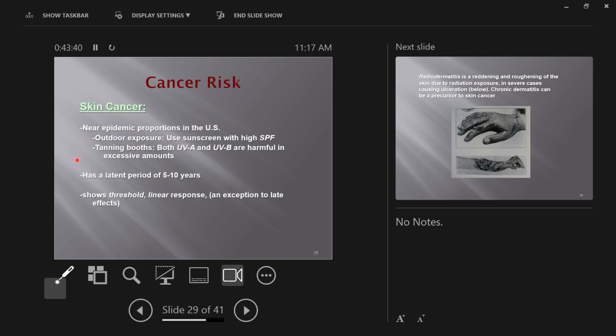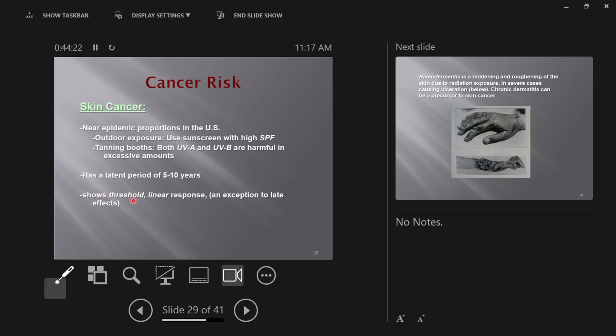Skin cancer has a latent period of 5 to 10 years. So you're not going to know 10 years later if the skin cancer you got was from all those tanning booth days, but what you could say is that those tanning booth days increased my chance of developing the skin cancer. Like if I developed skin cancer and I spent every weekend going to a tanning booth for years in my 20s or whatever, then it's a high likelihood that was a contributing factor.